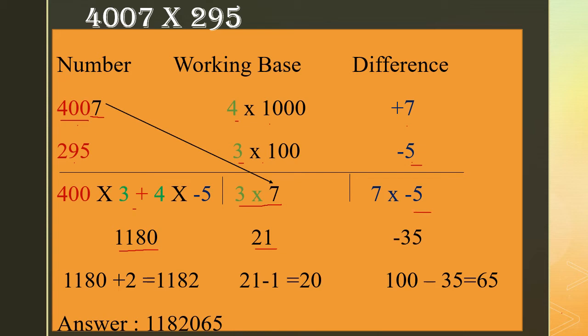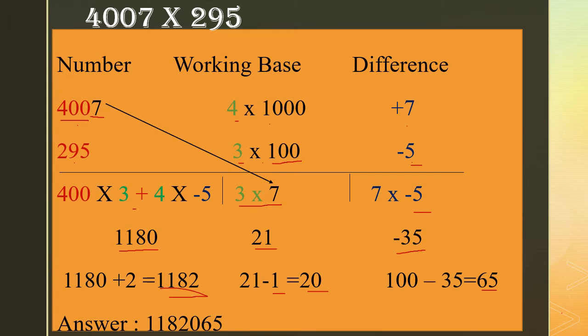So what we need to do is make it positive. And how to make it positive? We have to subtract it from 100, because the smaller base has two zeros, or the smaller base is 100. Now 100 minus 35 gives you 65. So this place will be 65. But since we have subtracted 35 from 100, we have to subtract 1 here. That means 21 minus 1, which is equal to 20, so this part is 1182.